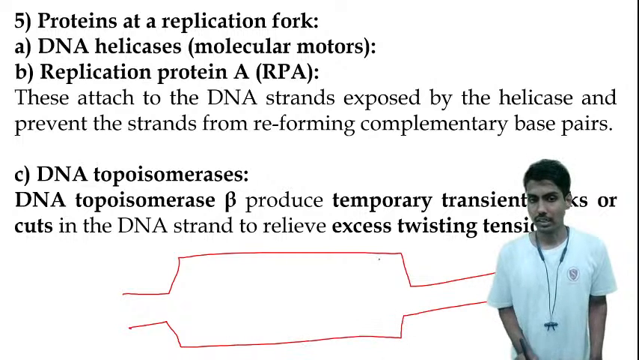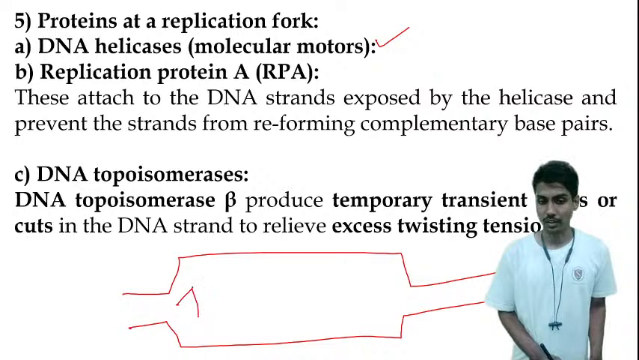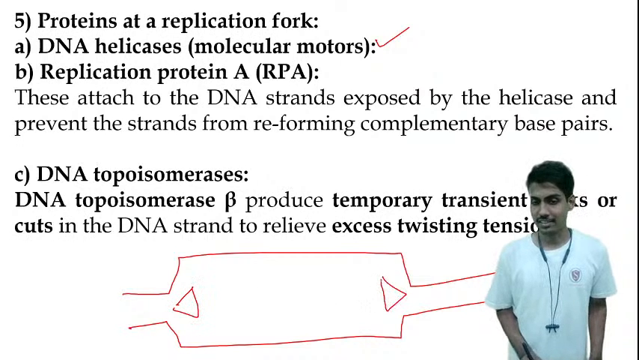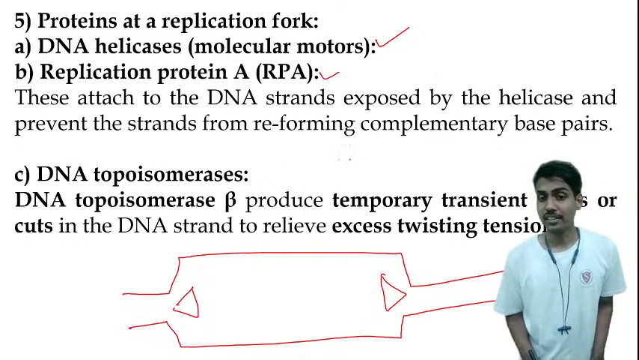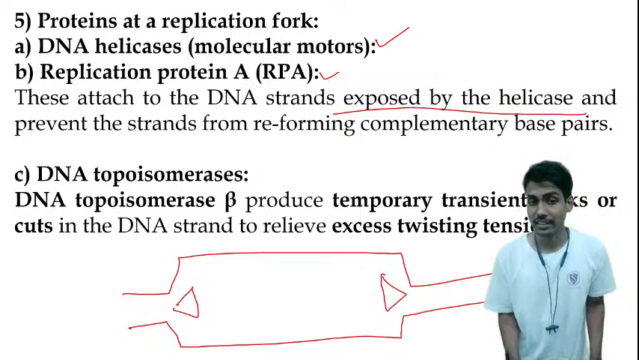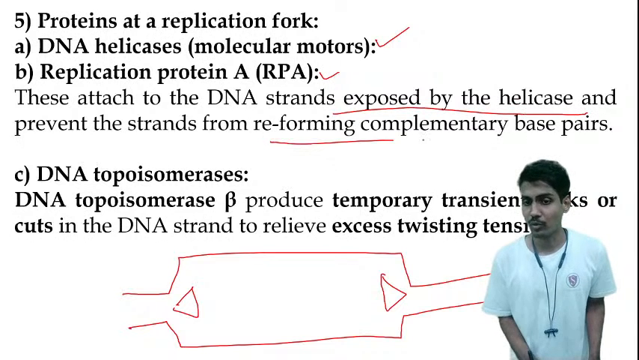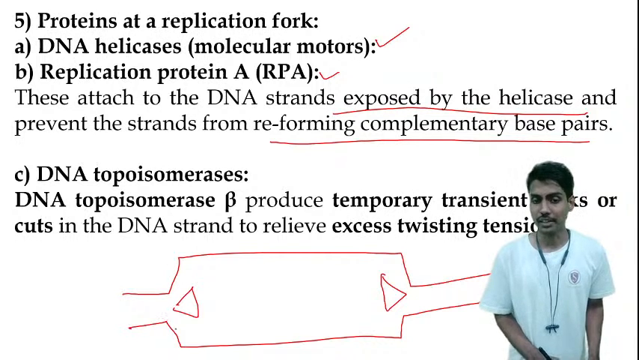The first is DNA helicase, the CMG helicase in eukaryotes. It will open up this entire strand. The next is replication protein A, RPA. What are these RPAs doing? They attach to the DNA strands exposed by the helicase and prevent these strands from reforming complementary base pairs. Meaning, whatever strands are separated.